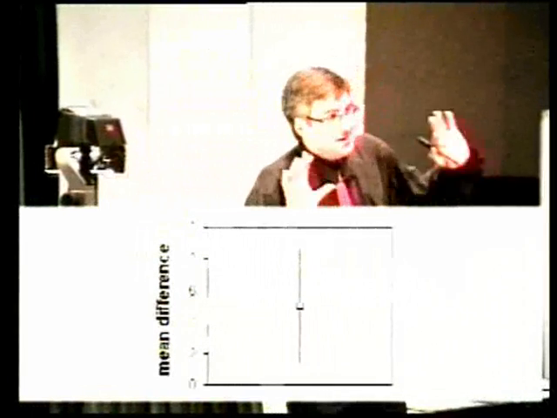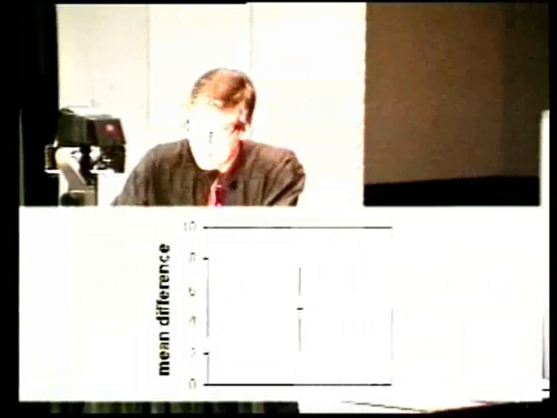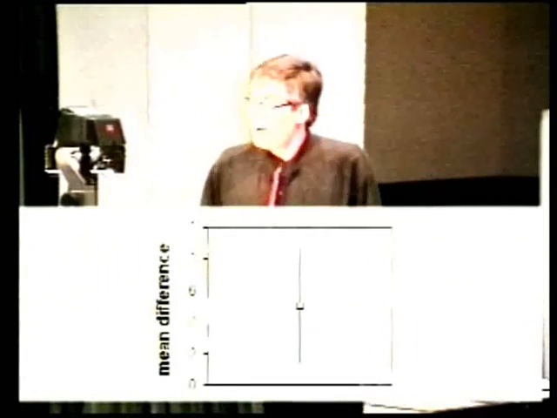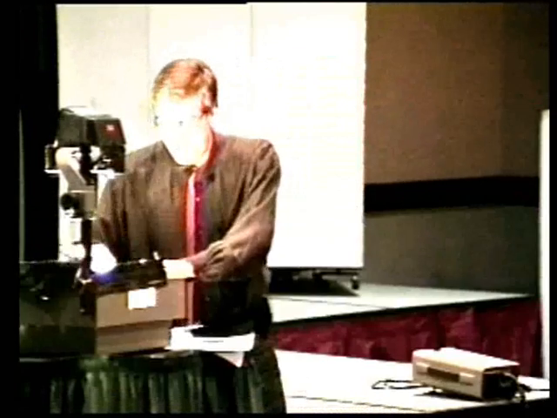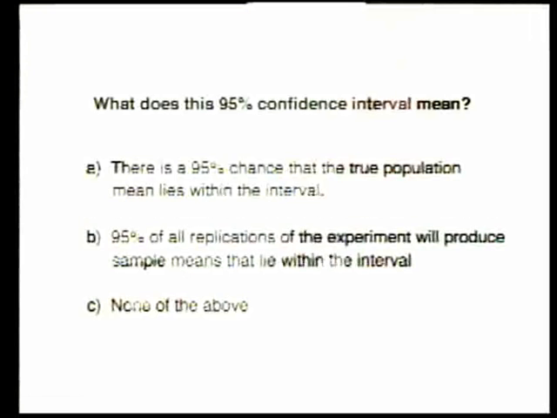So here's the extra credit question for our stats quiz. Here we have a 95% confidence interval for a mean difference. It does not include 0. It goes from 2 to 8. And the question is, what does this 95% confidence interval mean? And this is a multiple choice, A, B, or C.